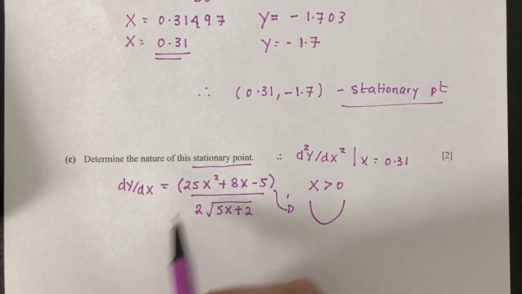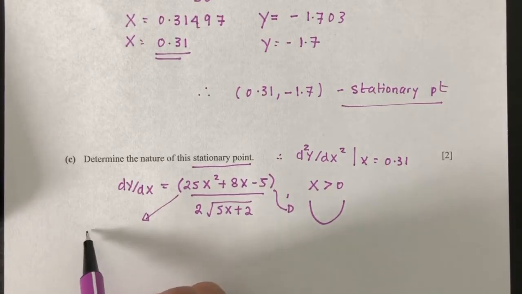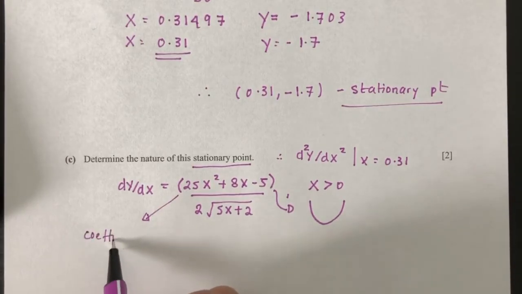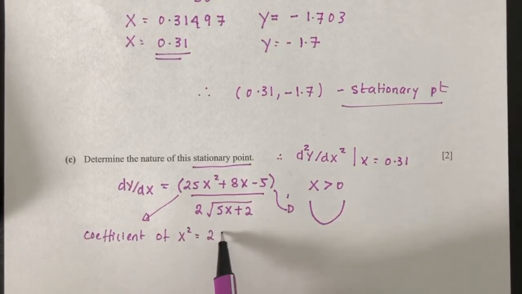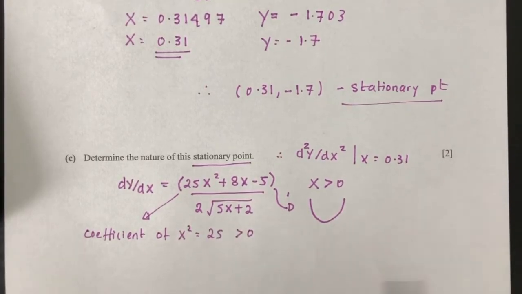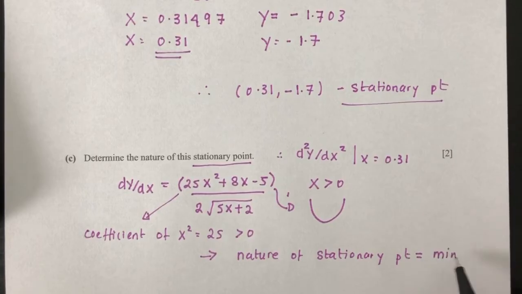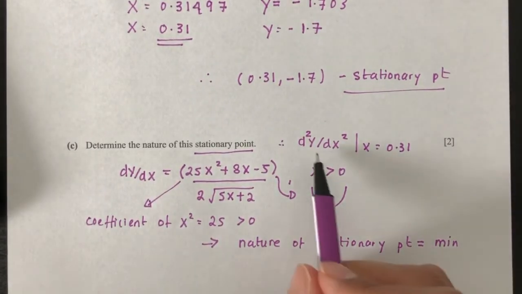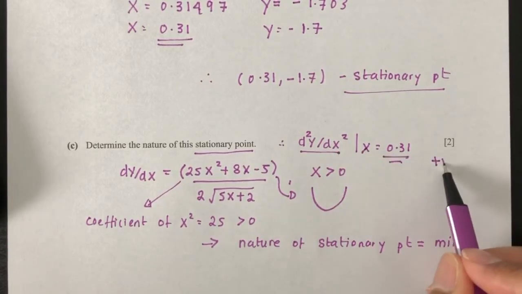So in this case, you can just write: quadratic where the coefficient of x squared is equal to 25, which is positive. It means that the nature of the stationary point is a minimum point. But of course, you can always find this d2y by dx2. Replace x, you must have a positive value.